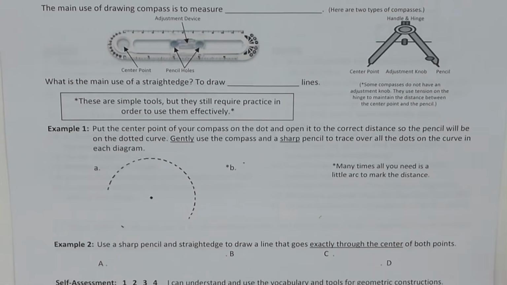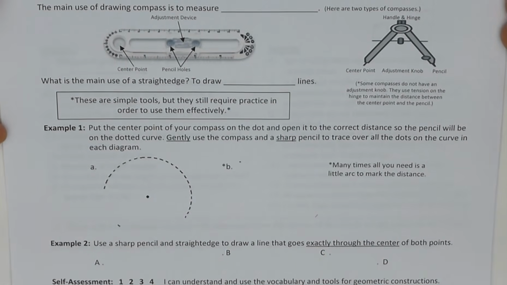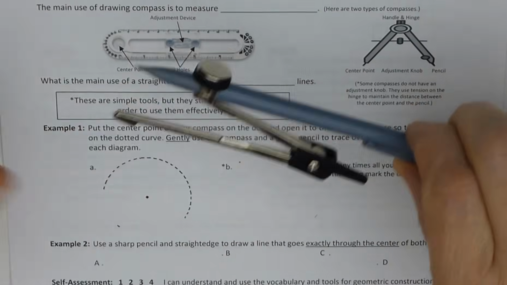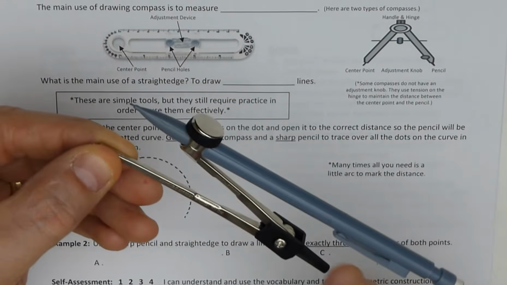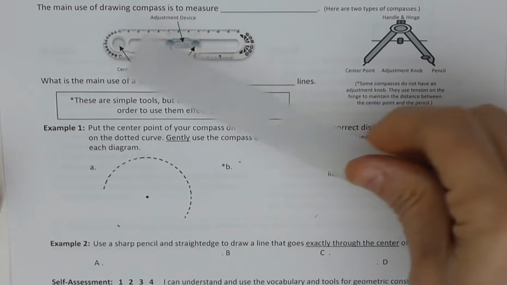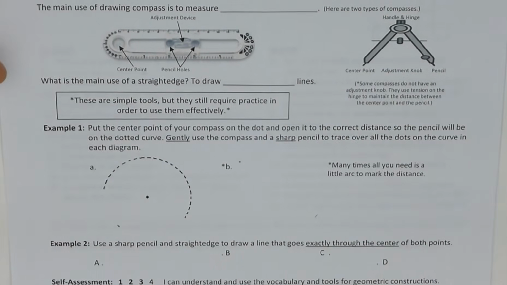All right, so I've got a camera set up so that you can see what's going on here, and I've got a couple of tools. The first thing I've got is a compass with a mechanical pencil in here so I don't have to worry about sharpening. So that's going to be right here. I've also got a straight edge that we'll use to draw some straight lines.